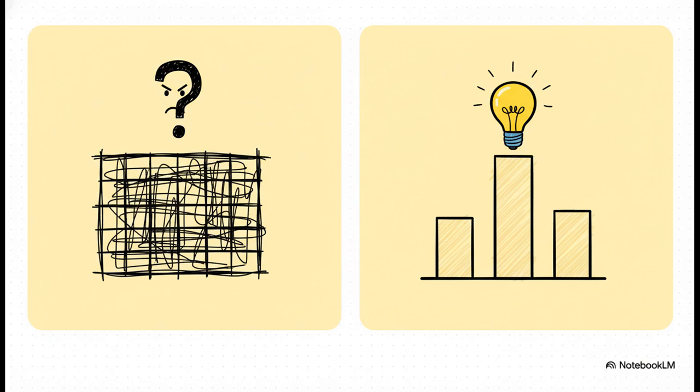And here's a perfect example. Just look at this. On the left, you've got the raw data. It's kind of just a jumble of numbers and text. To figure anything out, you'd have to read every single line. But on the right, with that same data visualized, boom! The insight is immediate. You can see right away which bar is the tallest. That's the takeaway, and it just jumps right out at you. That's the power we're going to tap into.